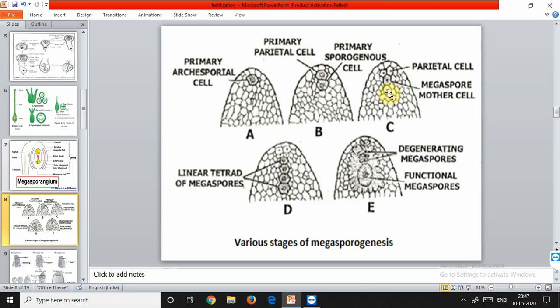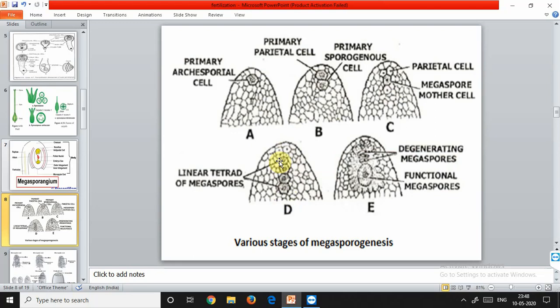The sporogenous cells now act as the megaspore mother cell. Now they have started to function as megaspore mother cells. It undergoes meiosis and forms 4 haploid cells. These 4 haploid cells are formed in a linear tetrad. Linear tetrad means one upon another and 4 in number. So these are forming a linear tetrad.